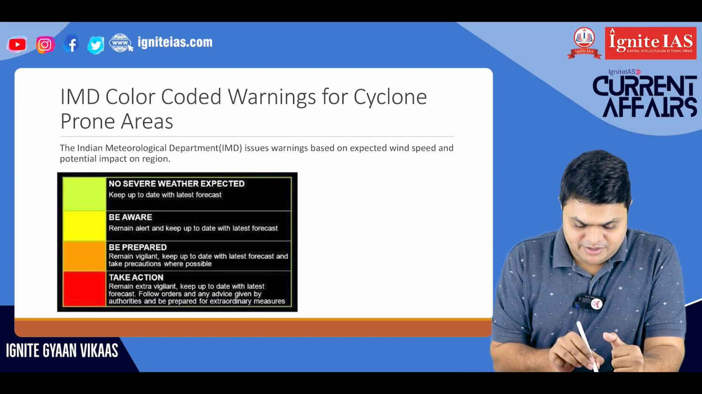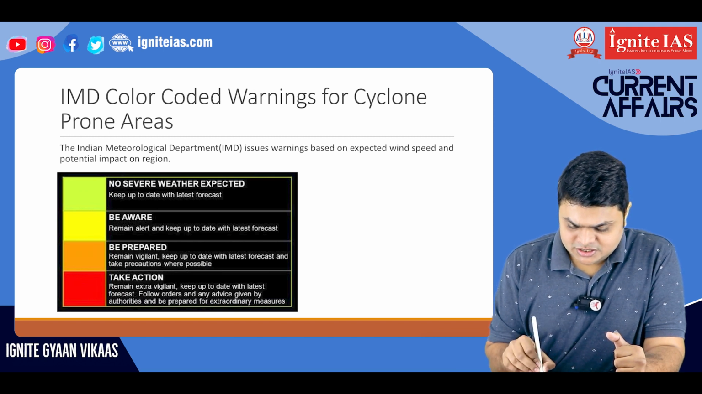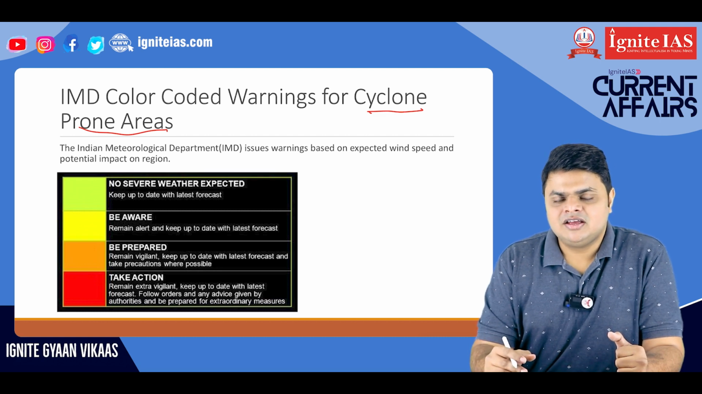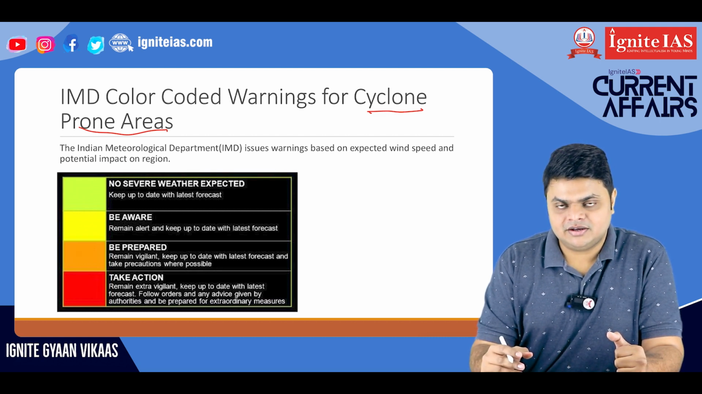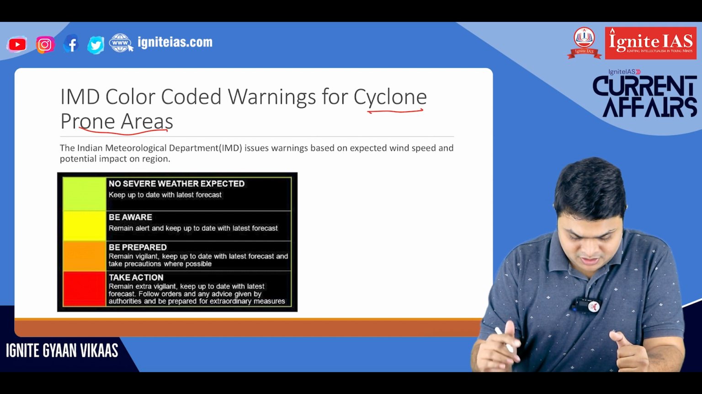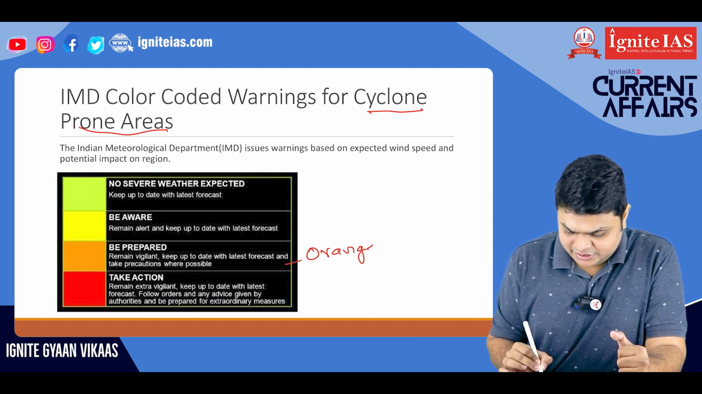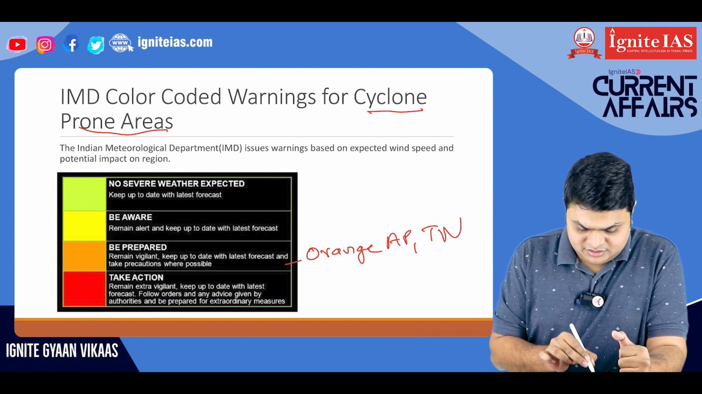Now, IMD also gives color-coded warnings for cyclone-prone areas. These color-coded warnings are necessary for people to easily understand what kind of storm is coming, and they can prepare themselves accordingly. Currently, an orange alert was given before the cyclone came in the states of Andhra Pradesh and Tamil Nadu.